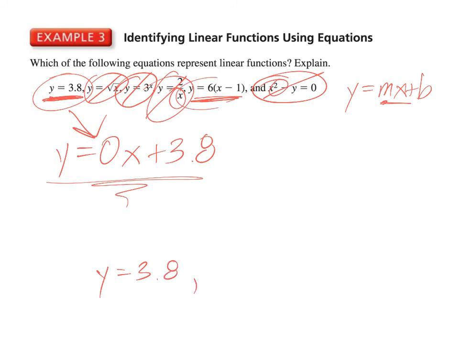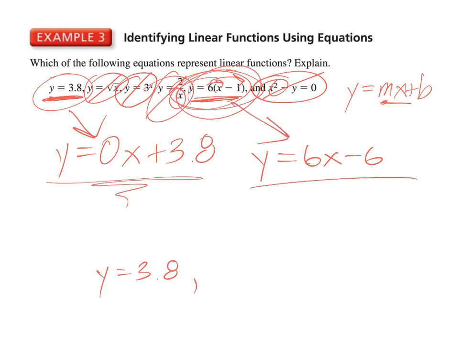And then for the next one, what's going on with this here? Well, I'm going to distribute the 6. Let's see what happens. So now I just converted this here to this, and look at the structure of it. Same as above, y equals mx plus b. So it has a linear structure. So this is also one of our answers.